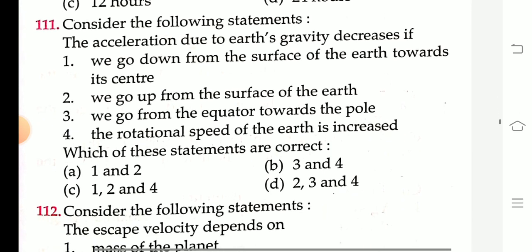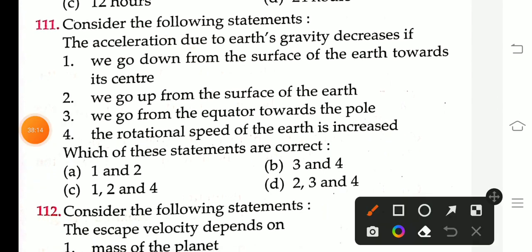Consider the following statements. The acceleration due to Earth's gravity decreases if we go down from the surface of the earth towards its center, we go up from the surface of the earth, we go from the equator towards the pole, the rotation speed of the earth is increased. Right answer will be option C.